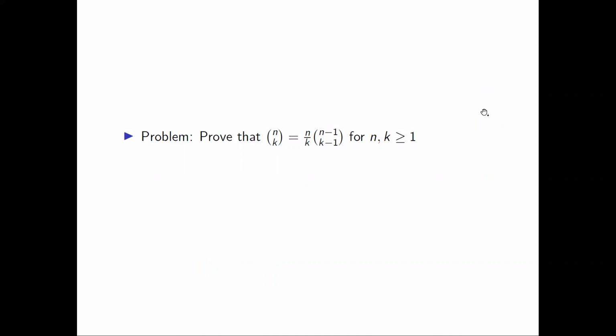Here's a problem for you to think about. And this one, like the identities we've seen here, has multiple possible proofs. So prove that n choose k is equal to n over k times n minus 1 choose k minus 1 for all n and k that are greater than or equal to 1, and they're integers.